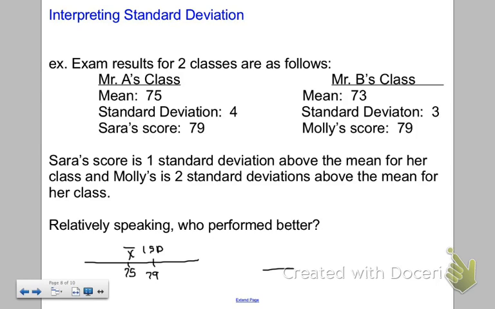In Molly's class, the mean was 73. She got a 79, but the standard deviation in her class was a 3. So, 1 standard deviation would be 76, and then 2 standard deviations is where she's sitting at with a 79. So relatively speaking, Molly actually performed better than Sarah on her test.